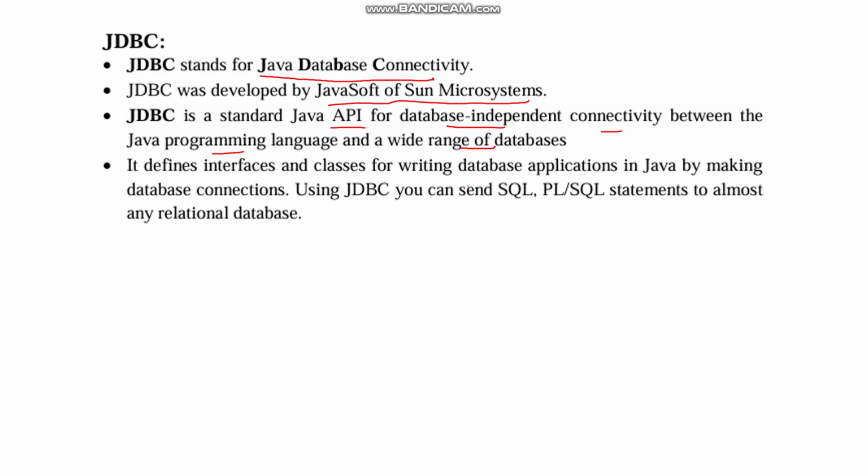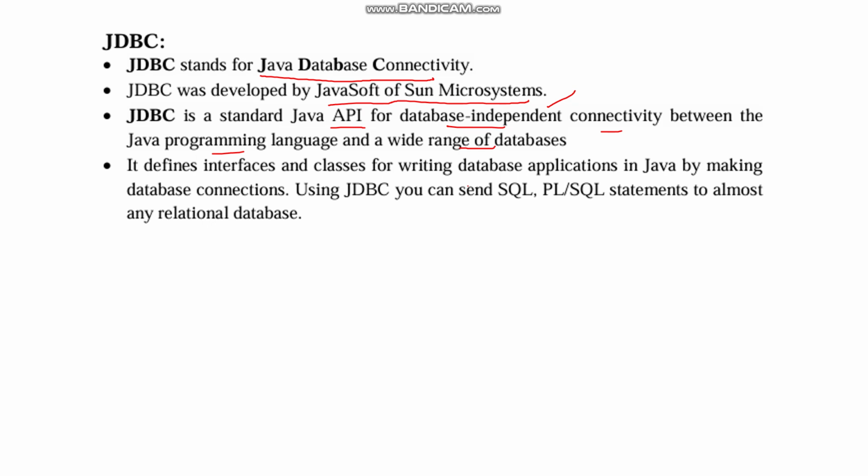Its meaning is like this. JDBC is database independent, which means it does not depend upon the database. It may be any database. It may be SQL, PL/SQL, PostgreSQL, or Sybase. So JDBC provides database-independent connectivity between the Java program and a wide range of databases.